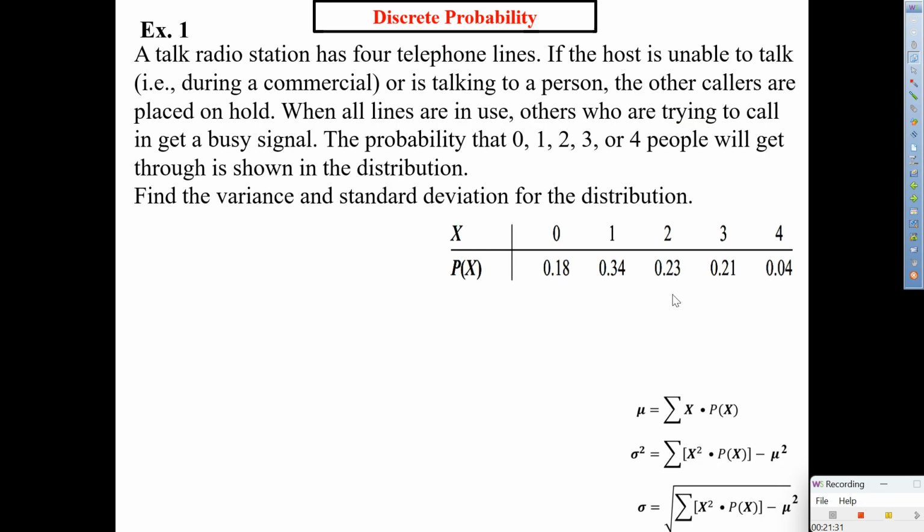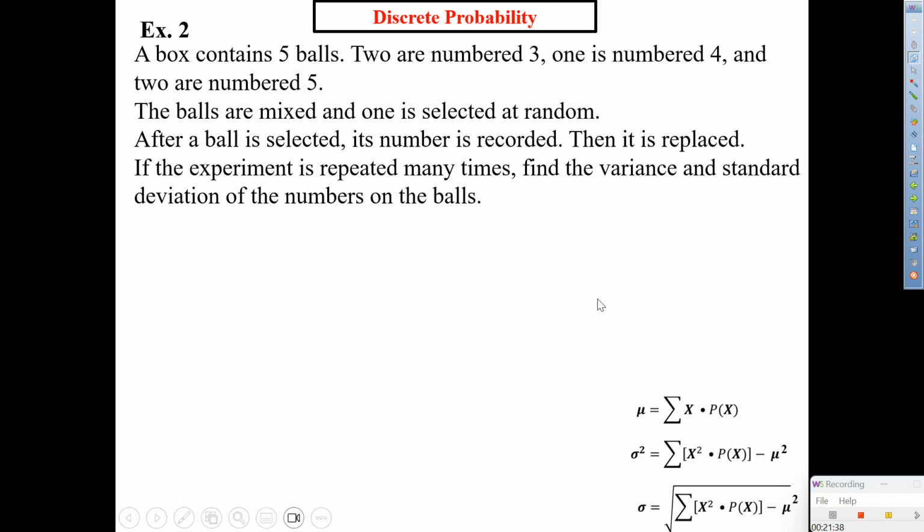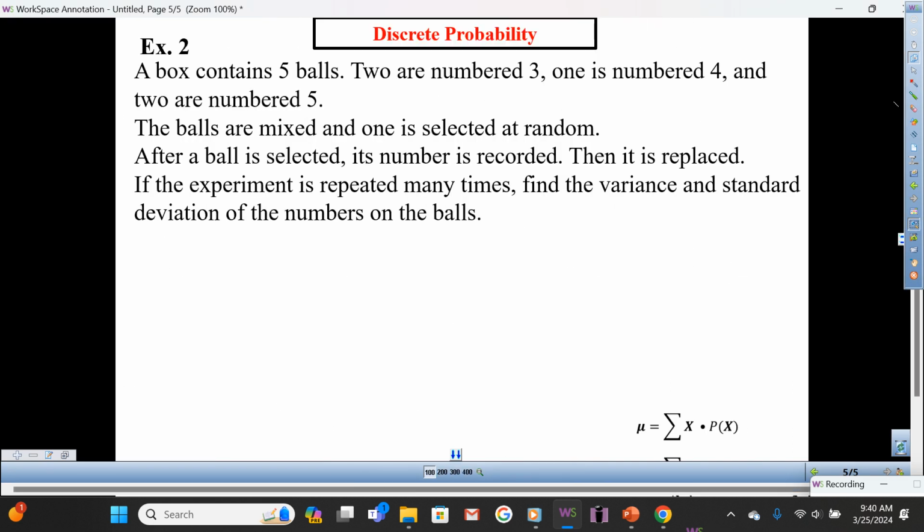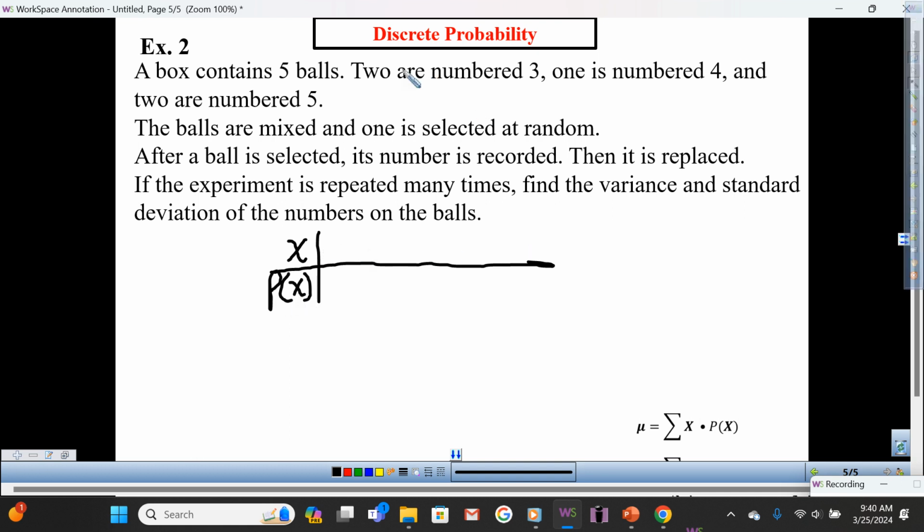All right, and basically that's how it's going to go. Let me just show you one more example. Look up. And it reads, example 2, a box contains 5 balls. 2 are number 3, 1 is number 4, and 2 are number 5. So, check this out. Don't copy this, just check it out. If I was to construct my probability distribution, thinking your noodle, what would you write for X? Yes, 3, 4, and 5.